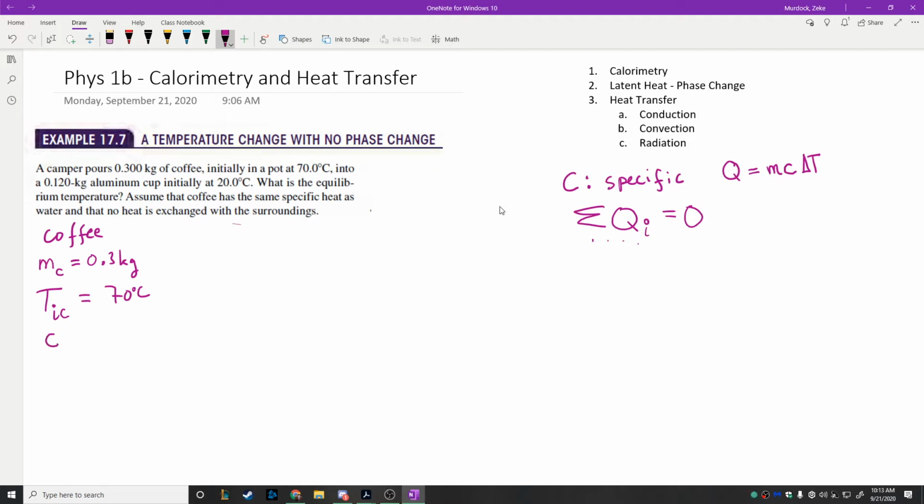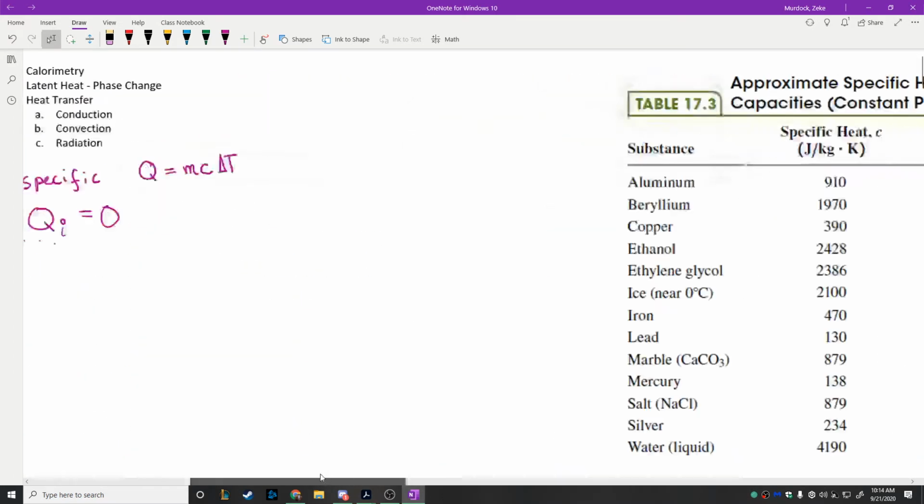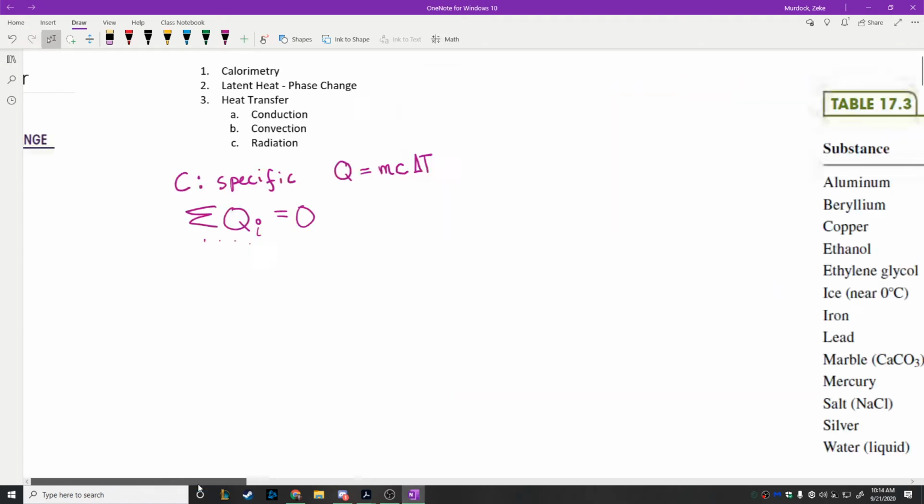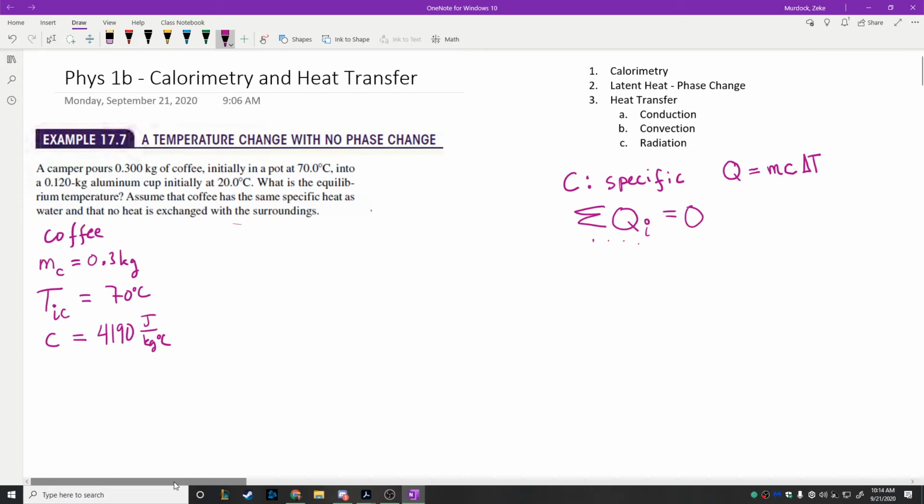We're also going to need to know what the specific heat of our coffee is. In this case, we're going to use the specific heat of water, which I think is like 4190. The unit for this is joules per kg degrees Celsius. Let's just make sure. And we're going to need aluminum too, so we'll look at this diagram. So water is 4190 and aluminum is 910. So let's write that one down too. So then we've got our aluminum.